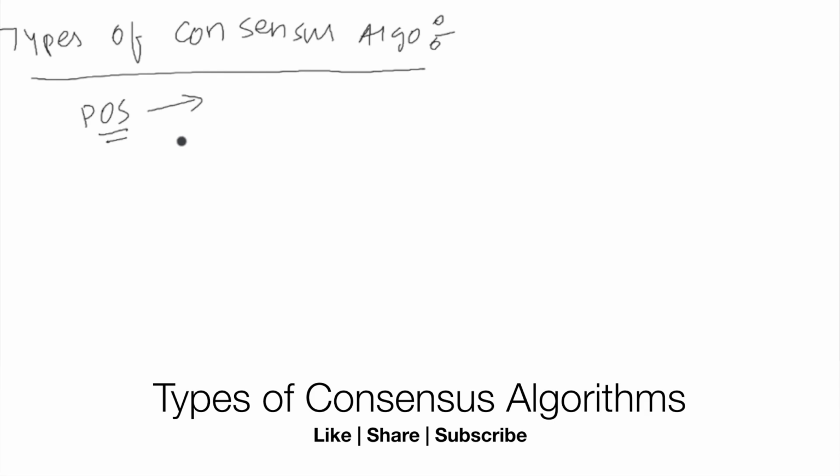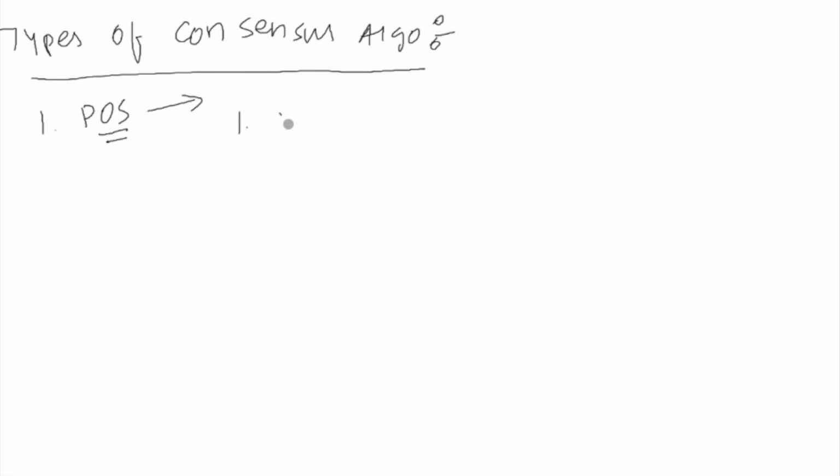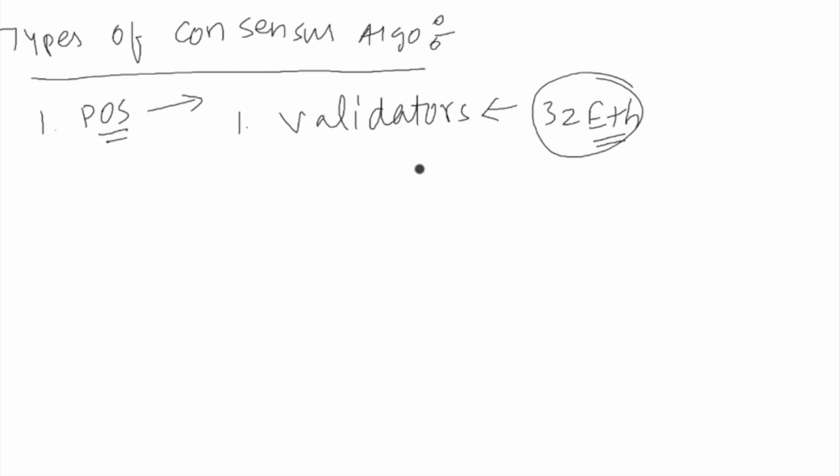Let's talk about different types of consensus algorithms. First one is proof of stake, where we have validators. To become a validator, you have to qualify for eligibility: you have to stake 32 ether at once to take part in a particular transaction. Now there are only a limited number of validators which can support this, and those are the validators which can validate whether the particular process is correct or not.